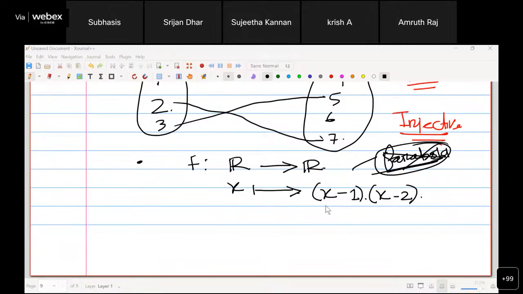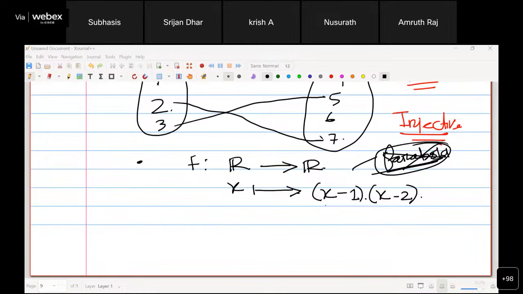Yeah. So, you can see my screen, right? Yes, sir. No, this is not injective. Not injective. So why is this not injective? Sir, because if we put 1 and 2, we will get the answer as 0.